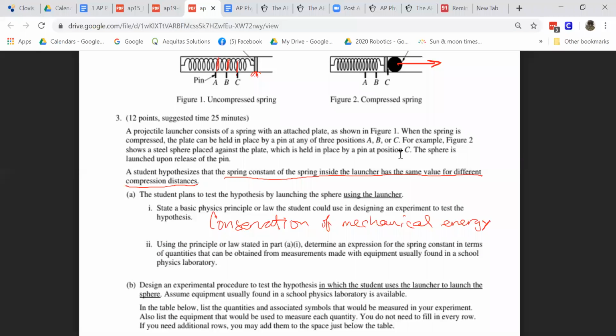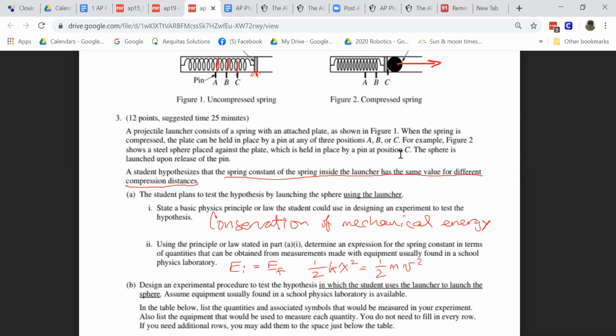We can say that the energy of the system is going to be conserved, right? E initial equals E final. Well, E initial is going to be 1/2 the spring constant K, and then it's whatever the amplitude is squared. I'll just call it x squared, equals 1/2 mv squared.